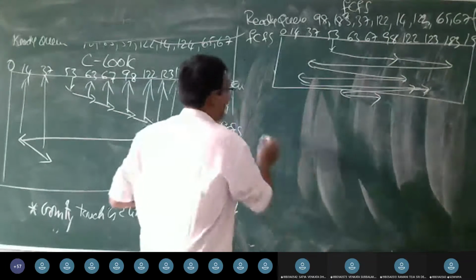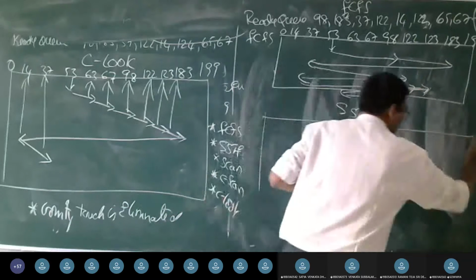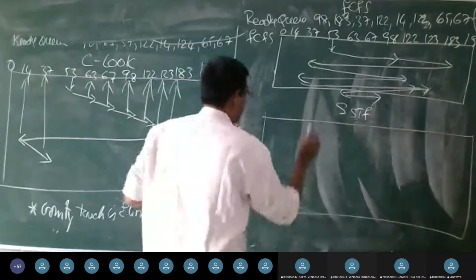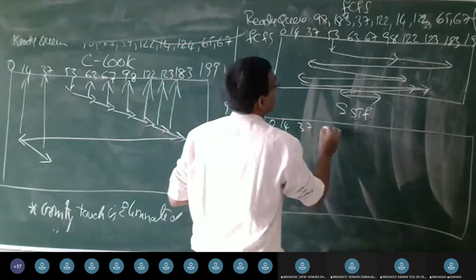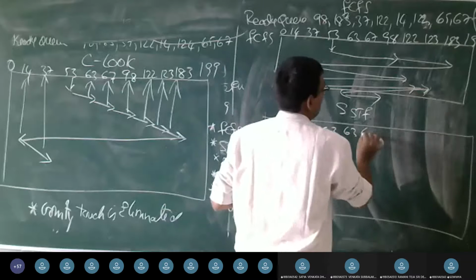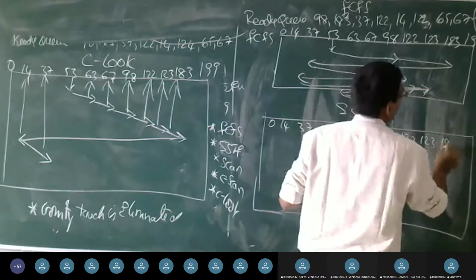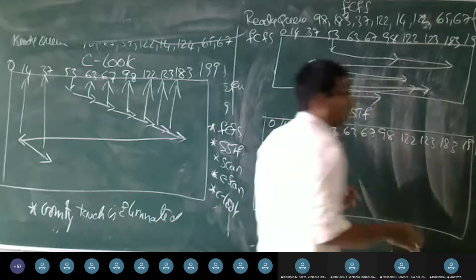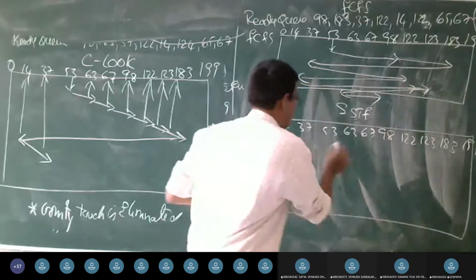Now, let us look into the second item, SSTF. Okay. Now, ascending order: 0, 14, 37, 53, 63, 67, 98, 122, 123, 183, 199. What is the head position? Default head position was 53.